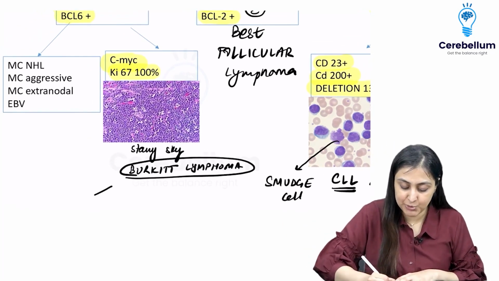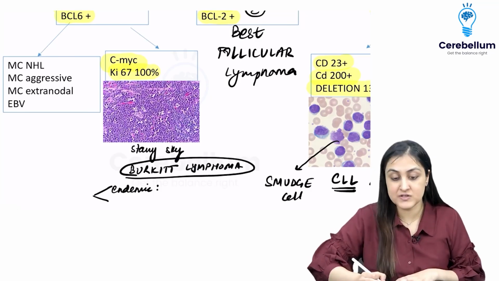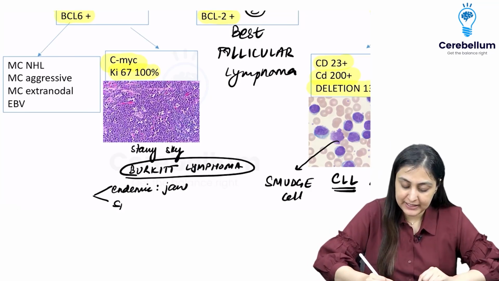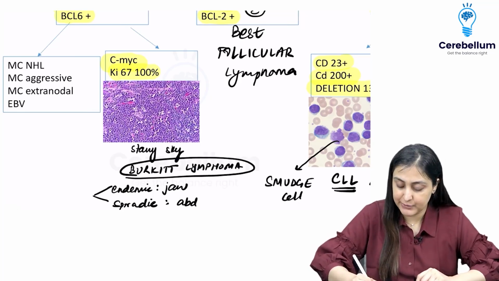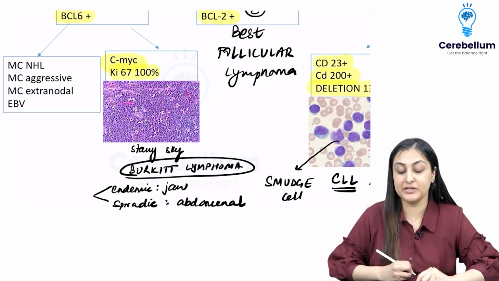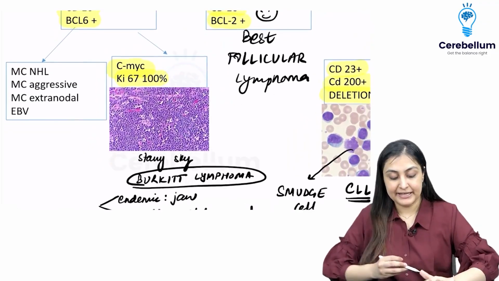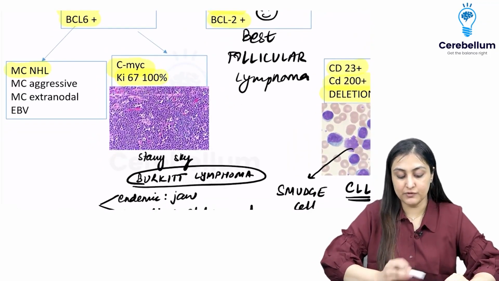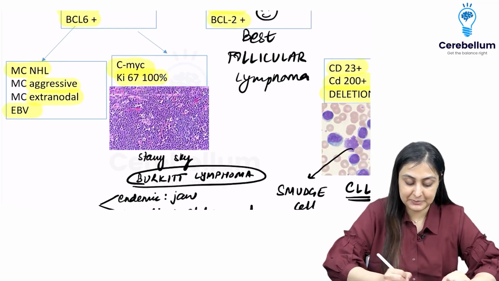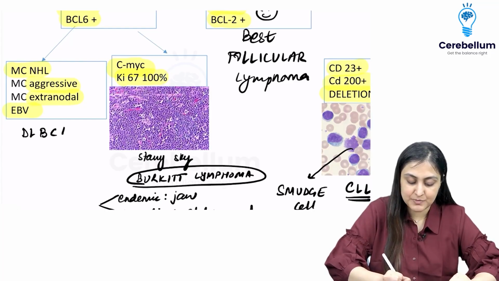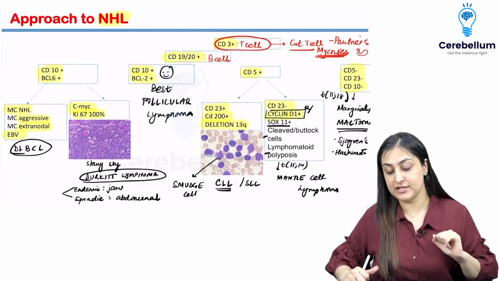You want to remember 2 types here. One is the endemic type, endemic to the Africans. You're going to have a jaw swelling. You can also have a sporadic variant here, in which case you're going to have an abdominal lump. You're going to have an abdominal mass. So this is Burkitt's lymphoma. On the other hand, if they give you all the most commons, overall the most common, the most aggressive, the most extranodal, associated with EBV, this is diffuse large B cell lymphoma. This is DLBCL.